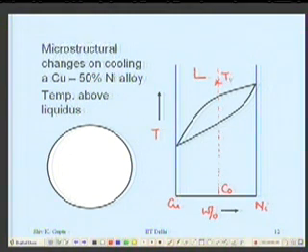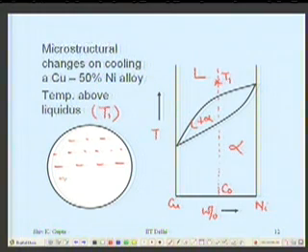Call this temperature T1. It is above liquidus. It shall be all liquid. There will be nothing else. In the crucible I shall see all liquid, because I am in a phase field where there is only single phase, which is liquid. This situation shall remain till I reach the temperature of liquidus.